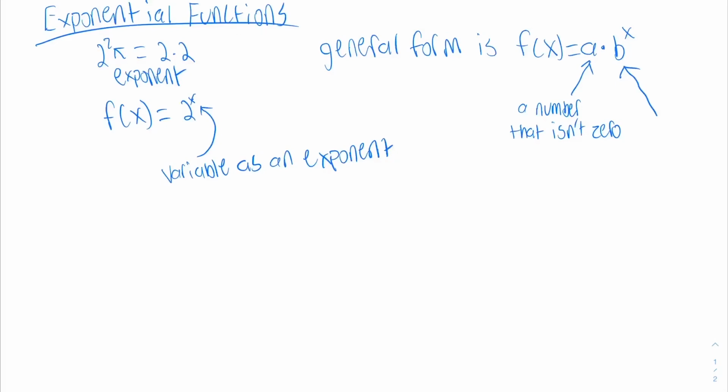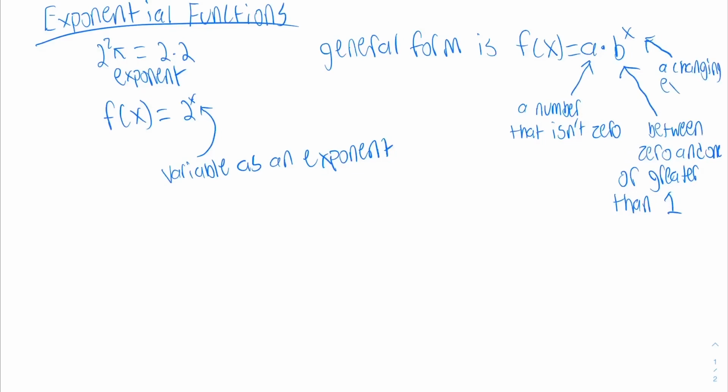B is between 0 and 1, or greater than 1. So it's a positive number. B is a positive number that's bigger than 0, but not equal to 1, basically. A is anything that's not 0. It can be positive or negative. And x is the exponent. So what this means is we're going to have a changing exponent.